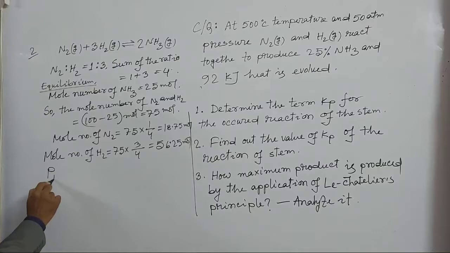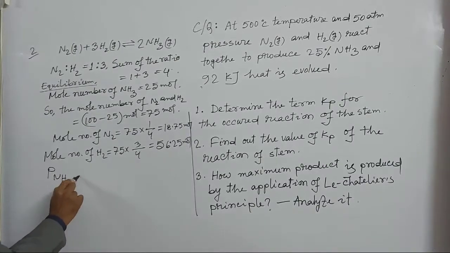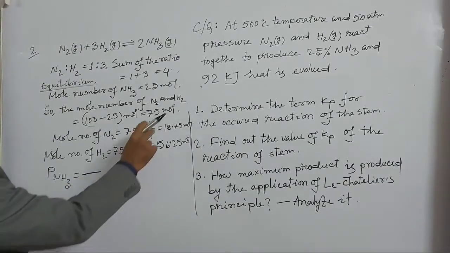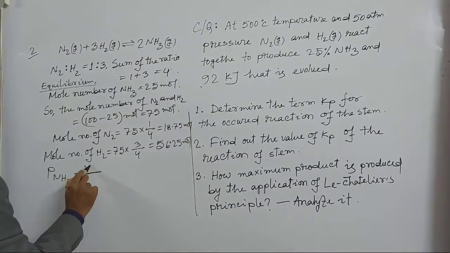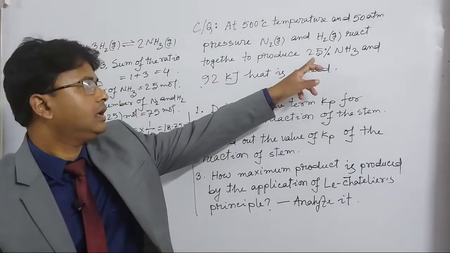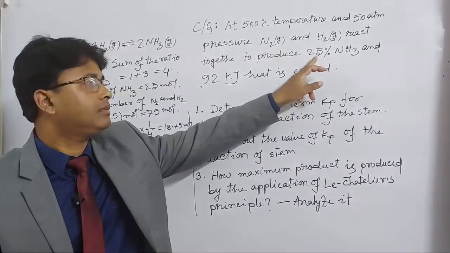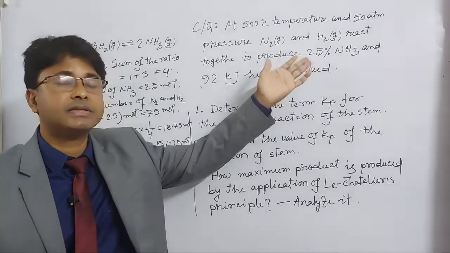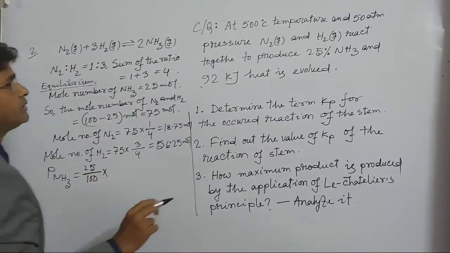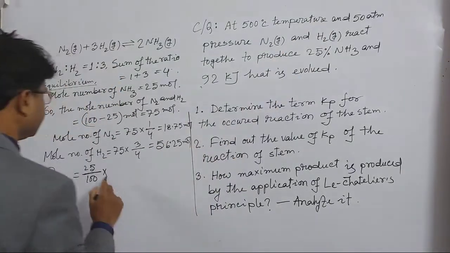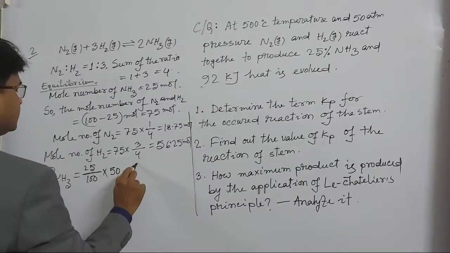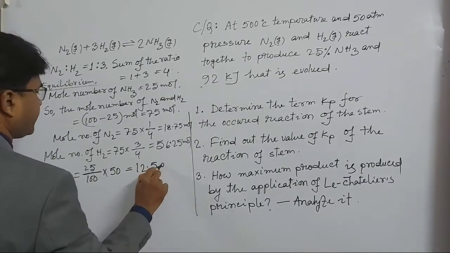So the partial pressure of ammonia is equal to mole number of ammonia 25 divided by total mole number 100, because in the question it is stated that the total mole number is 100. 100 is for percentage, into total pressure. Total pressure is 50 atm. So what will be the result? 12.5 atm.